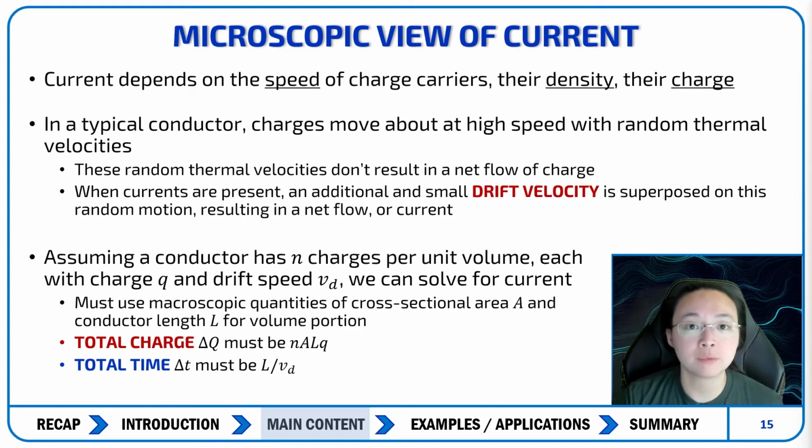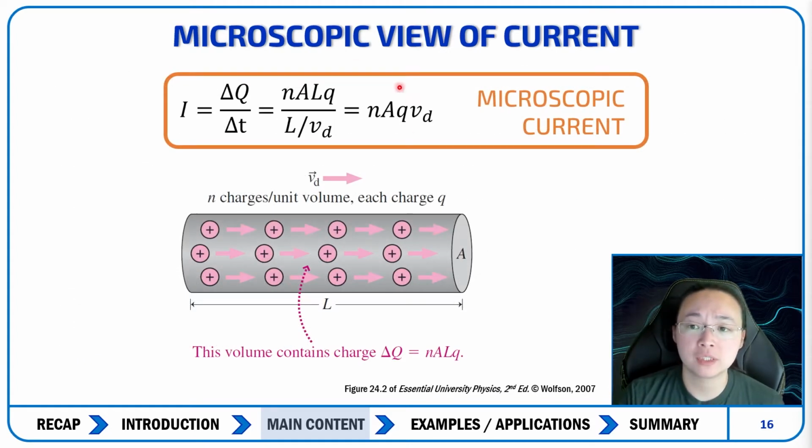Based on that, we can summarize everything and put together an equation known as the microscopic current, defined by small changes within a volume of the conductor that we have. So we have I equals delta Q over delta T. Our definitions replace these two, and we end up with nAQVd.